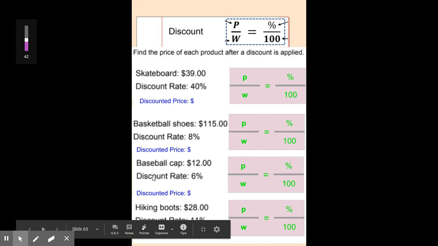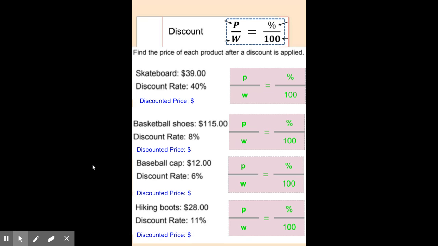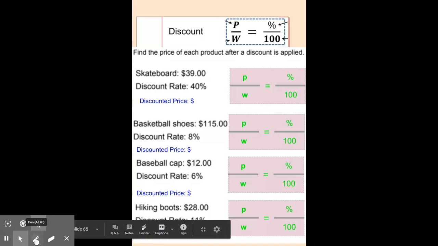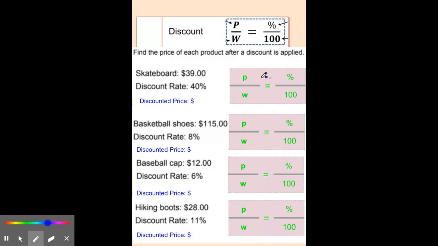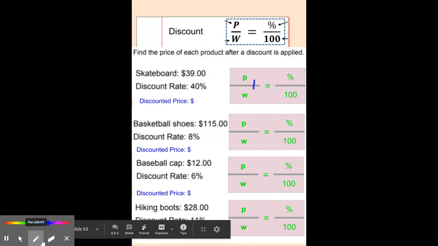All right, today we're going to be talking about discounts. So, how to find how much an item is discounted when things are on sale. What we're going to do is find the price of each of these products after the discount is applied. When we set this up, the first thing we have to do is set up our proportion. So, we still have part over whole and percent over 100. That part did not go away. That's the same exact thing like we've been doing.